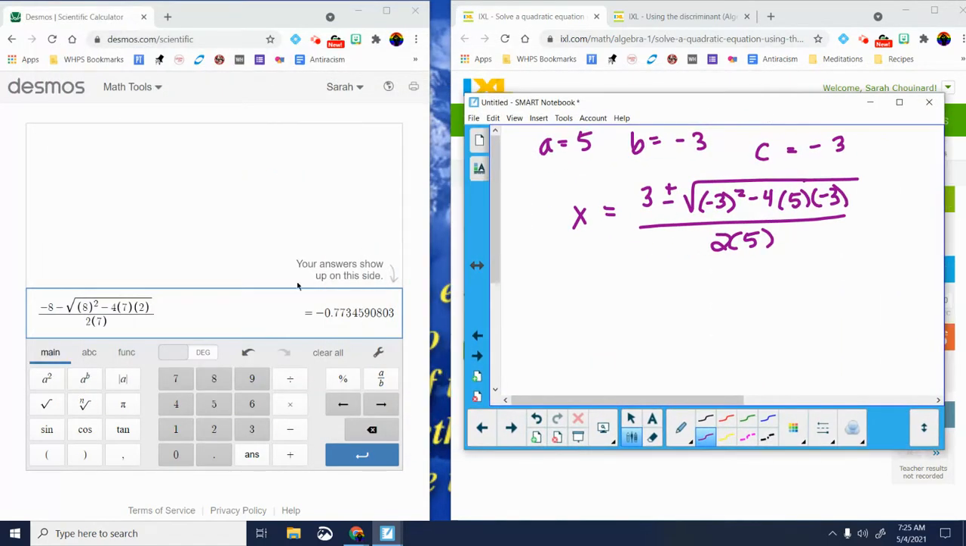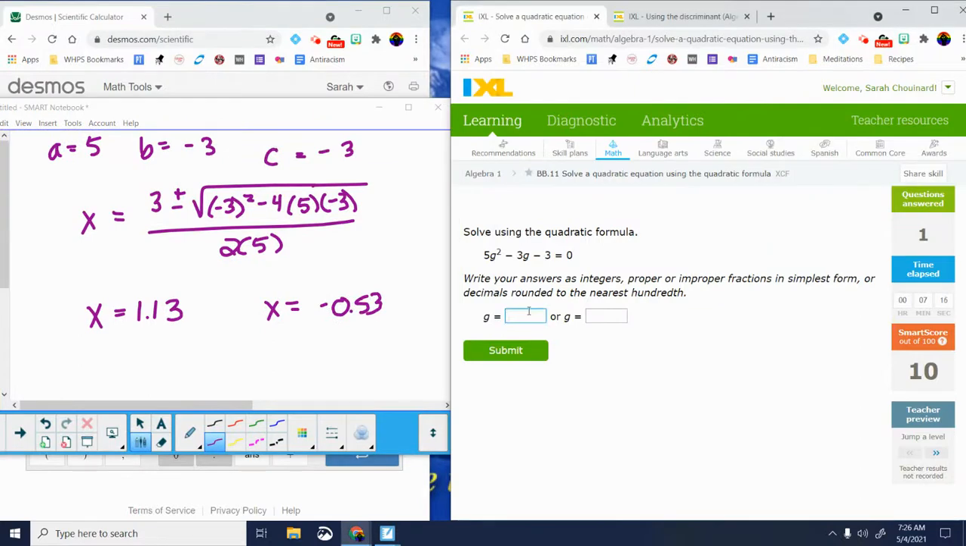And then I'm going to plug that into my Desmos. The nice thing about Desmos is it's already kind of in the correct format. So I'm just going to change the pieces here and plug in my new values instead of retyping it all. So my first answer gives me 1.13. And then if I change this to a minus sign, my second answer is -0.53. So those are my two answers for this quadratic.